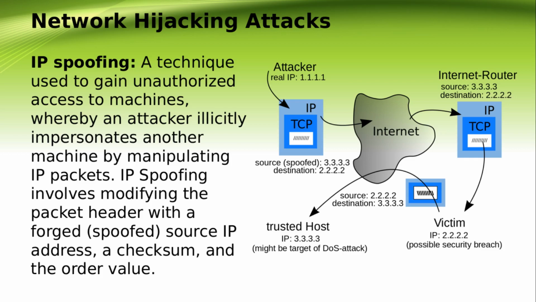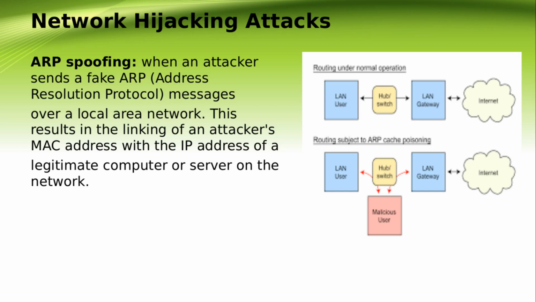So the next one is ARP spoofing. ARP spoofing is when an attacker sends a fake Address Resolution Protocol, or ARP, message over a local area network. So it's the same concept, the same technique, but they're using a different protocol. This results in the linking of the attacker's MAC address with the IP address of a legitimate computer or server on the network.